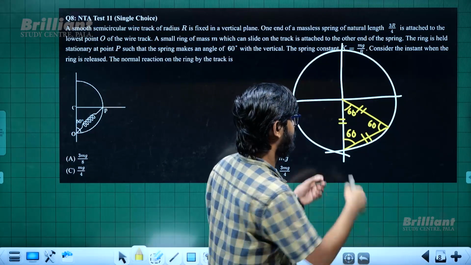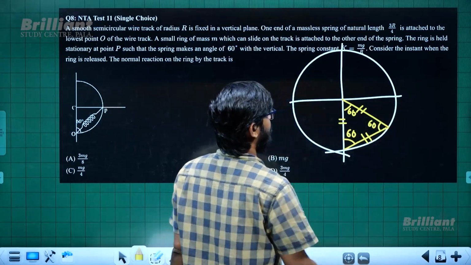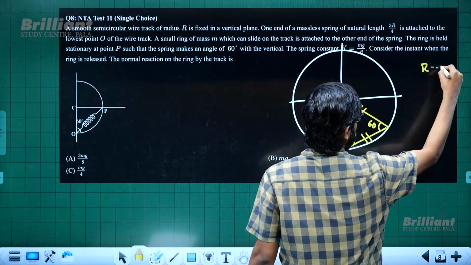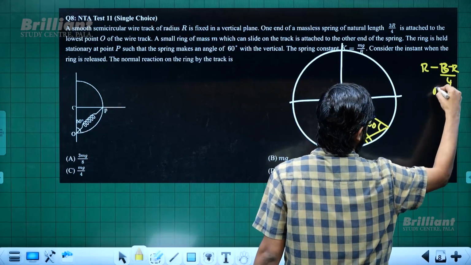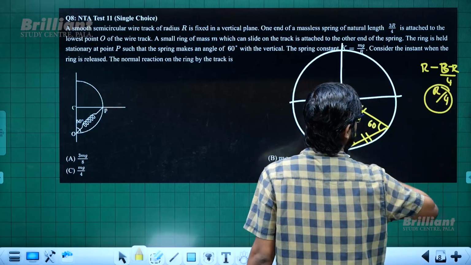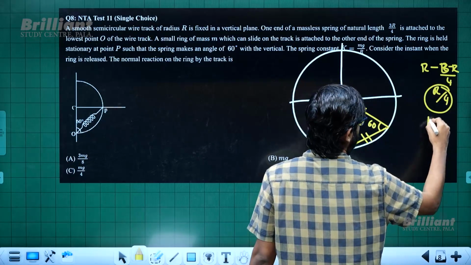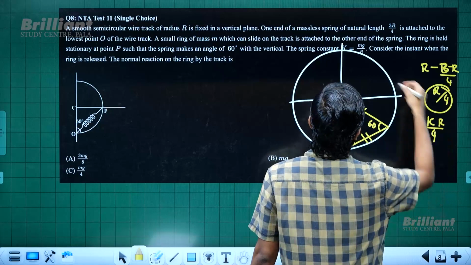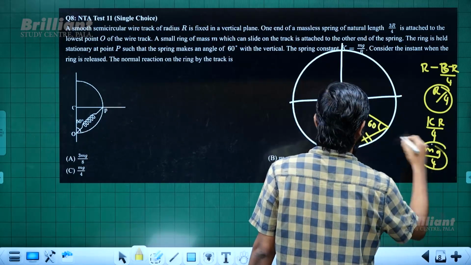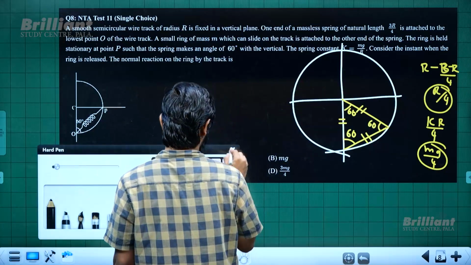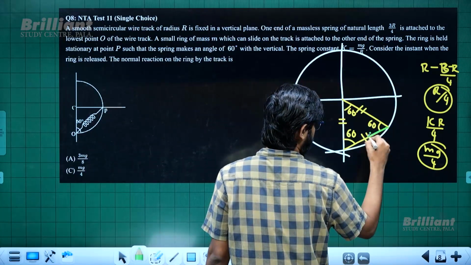So what does that mean? Spring has been extended. How much has it extended? r minus 3r by 4, which is r by 4. It has extended by r by 4. So what will be the spring force? Spring force will be kr by 4. Kr is mg, so spring force is going to be mg by 4.